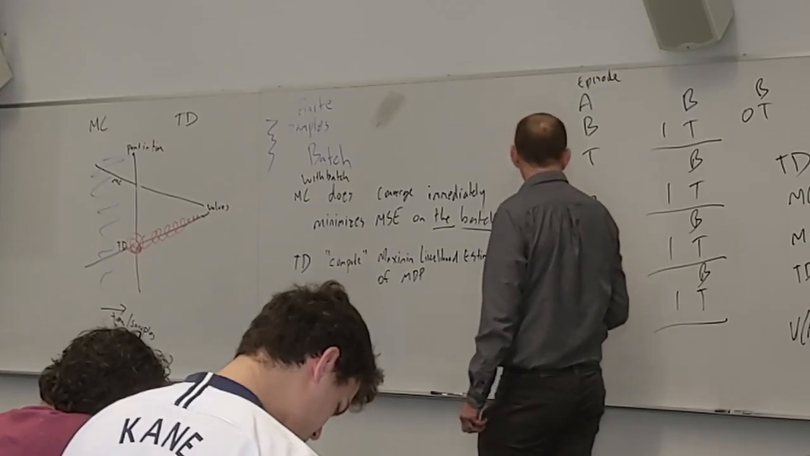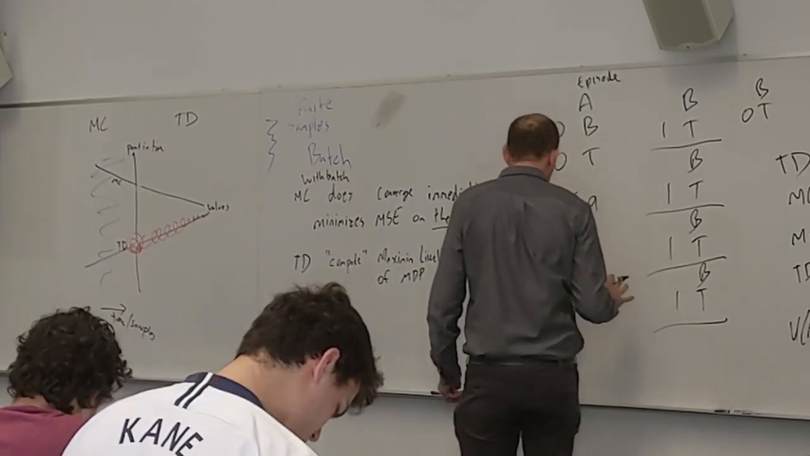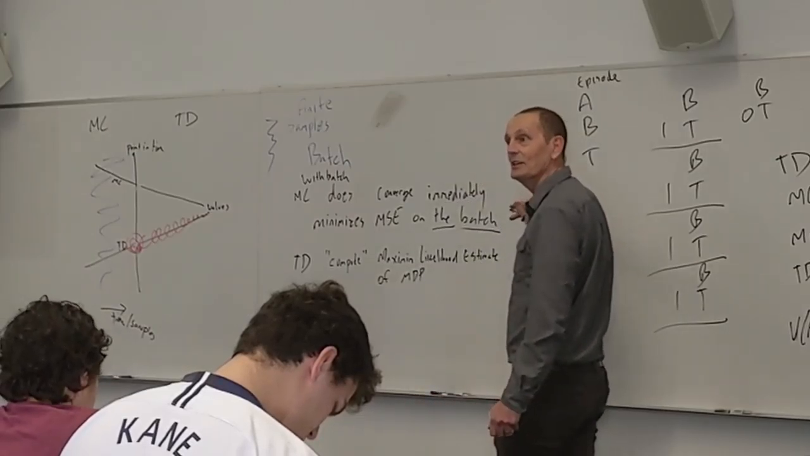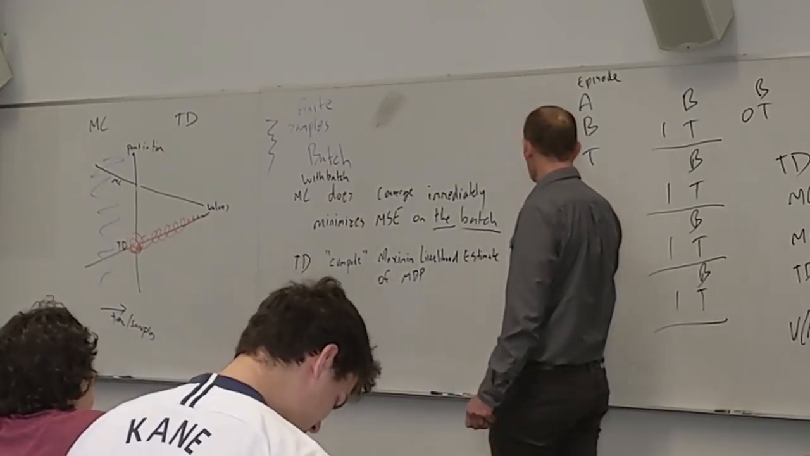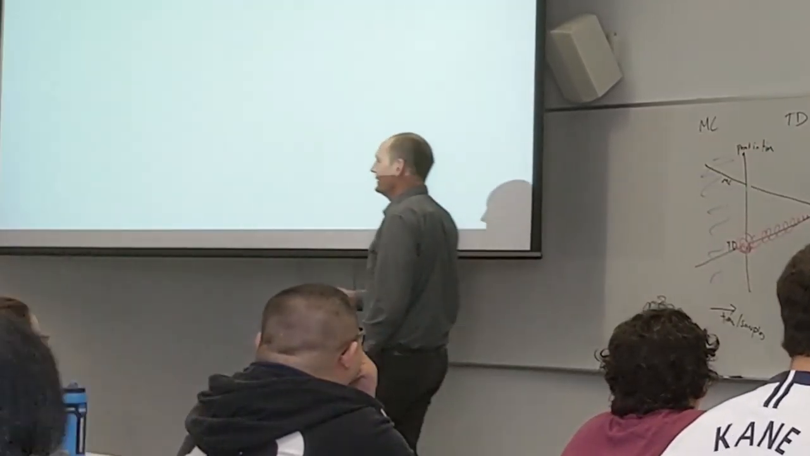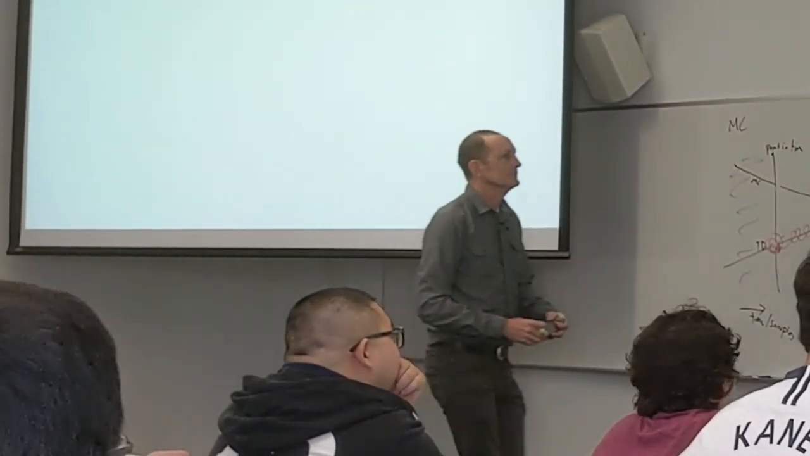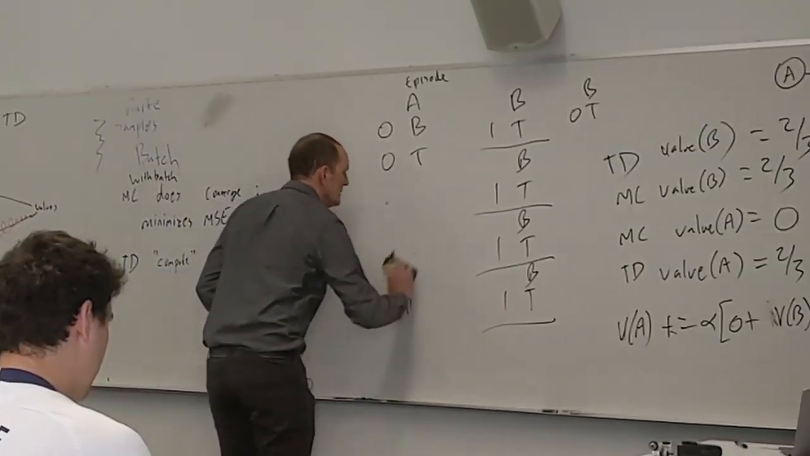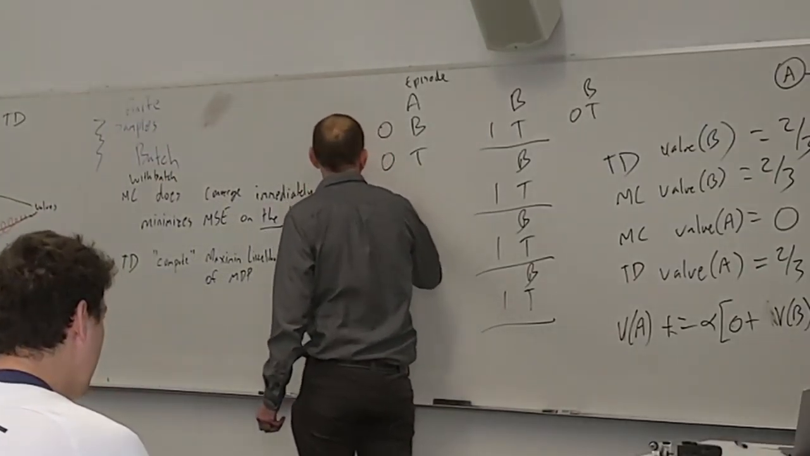Does that explain that, Dave? I guess I still don't understand. Well, first, I don't understand why V of B is in that equation. Here's the reason. If we think of the TD, so let's look at, we take a step, right?